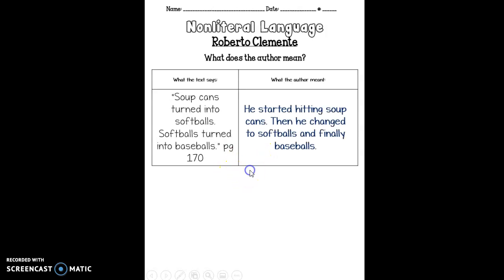What the author really meant was that Roberto started out hitting soup cans when he was young, and as he grew, he changed to hitting softballs, and as he got even better, he was finally hitting baseballs. So the soup cans and softballs didn't actually transform into anything new. Roberto just changed what he was using to practice as he got older.